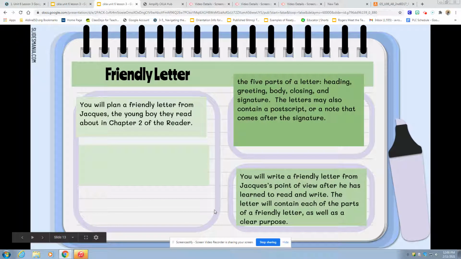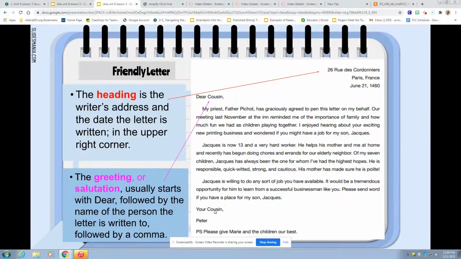Okay, a friendly letter. What is that, Miss Rogers? It is composed of 5 parts: the heading, the greeting, body, closing, and signature. Letters may also contain a postscript, or a note that comes after the signature. We will write a friendly letter from Jock's point of view, as if we're Jock after he's learned to read and write. The letter will contain each of the parts of a friendly letter as well as a clear purpose.